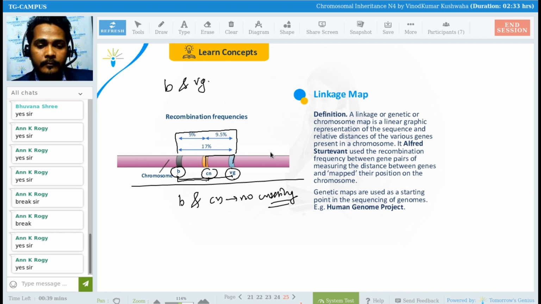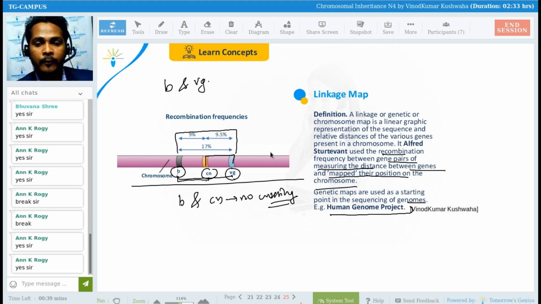So here, in this linkage map, Alfred Sturtevant used the recombination frequency between gene pairs to measure the distance between genes and map their positions on the chromosome. Genetic maps are used as a starting point in the sequencing of genomes. Generally it is used in the Human Genome Project for genetic mapping. So these are the applications where the linkage map is generally used.